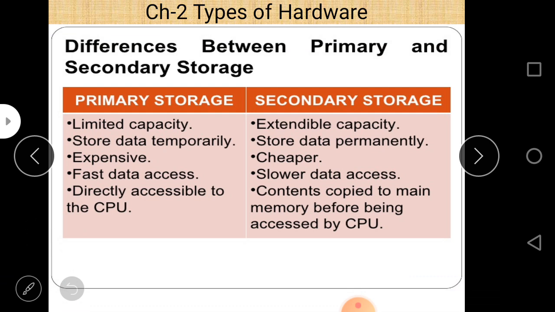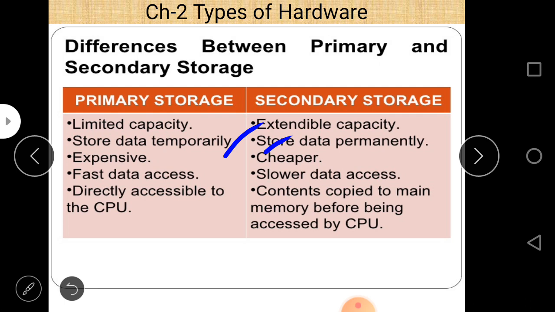Primary storage basically stores data temporarily, while secondary storage stores data permanently. And the third important difference, this is a basic difference: temporary or permanent. Secondary storage stores data permanently in our computer system. That's why we use secondary storage devices in our computer system.